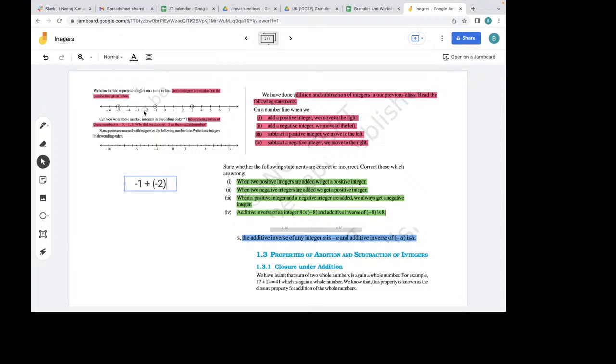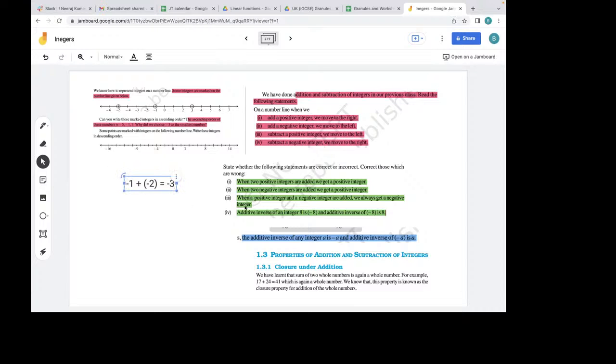Okay, so we are adding -2 to -1. Here we have -1 and we need to add -2. We know that when we add a negative integer, we move to the left. So from -1, I am going to take 2 jumps. 1, 2, I have reached -3. So I got -3 here.